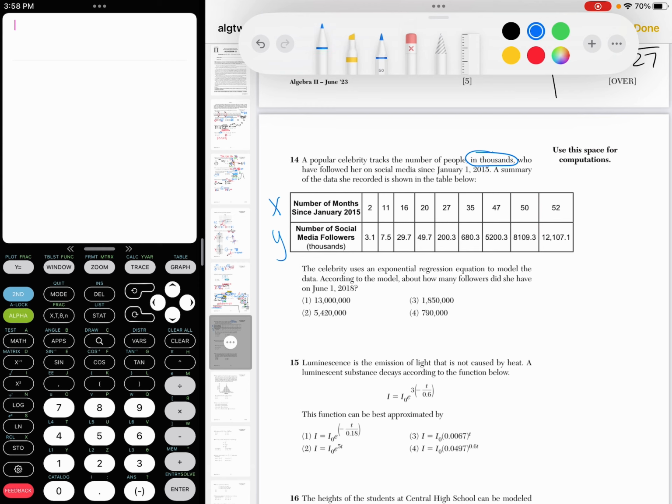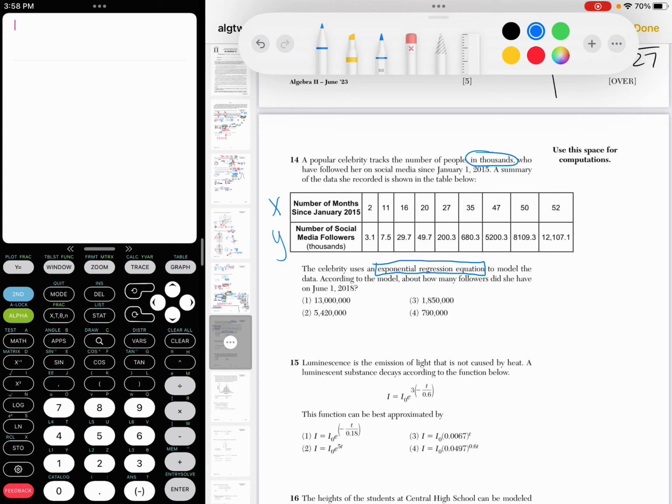After that, it says the celebrity uses an exponential regression equation. I love when they specifically tell you exactly what to do. We'll do that in a second. It says to model the data according to the model, about how many followers did she have on June 1st, 2018. So we can't answer that second part until we find the regression equation. If you remember how to do regression, go for it. If you need the explanation, here we are.